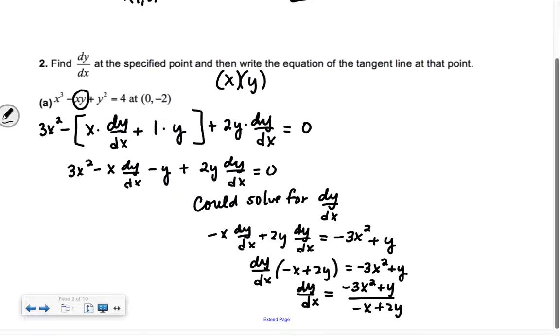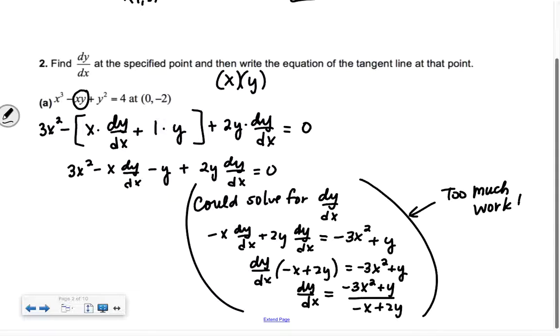But what I always tell my students is that doing this is too much work. We don't need to do that because we were given a point. It said find the equation of the tangent line at 0, negative 2. If you have a point, just plug it in. So we plug in 0 for x and negative 2 for y. So I have 0 minus 0 dy over dx, which is still just 0, minus a negative 2 plus, oh, not 0, hang on, that was 2y, wasn't it? So minus 4 dy over dx equals 0.